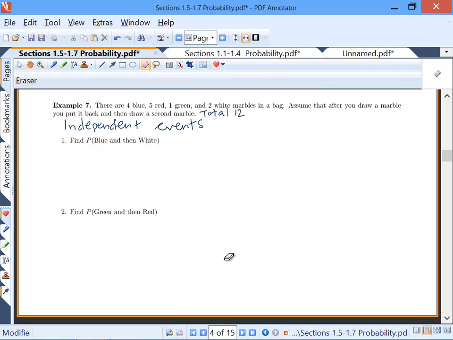They're going to be independent events because what you get on your first draw will not affect what you get on your second draw. So if I want the probability of blue and then white, well, what is the probability of getting a blue one? 4 out of 12ths or 1/3 times, because it's an and then I want a white one. So a white one is 2 out of 12. So 0.0555.